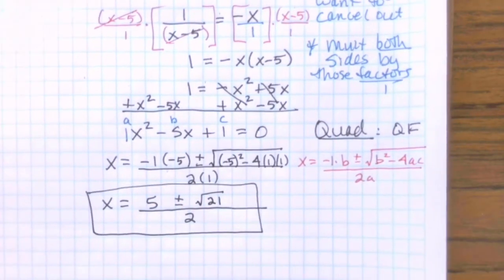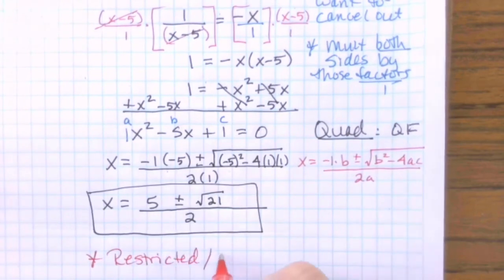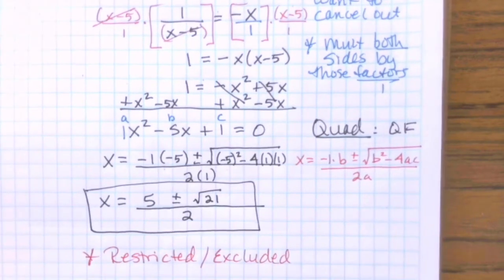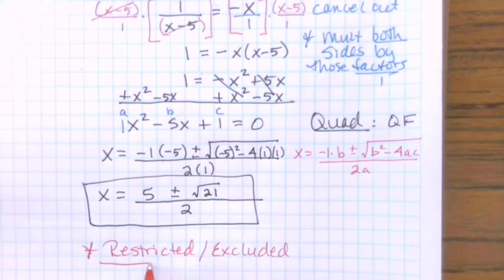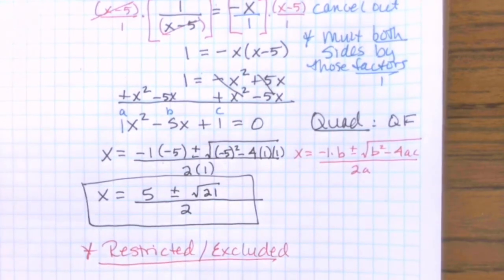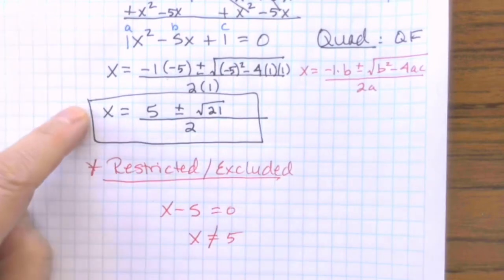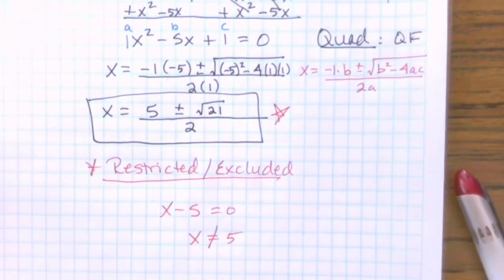Now we need to check for restricted values. Restricted or excluded values. They're excluded from the domain or they're restricted from the domain. So the only denominator in the question that has an x in it is the 1 over x minus 5. So we're going to take x minus 5, set it equal to 0, and solve. So x can't be positive 5. That's a restricted value. But since we didn't get 5 as a solution set, our solutions must be good.